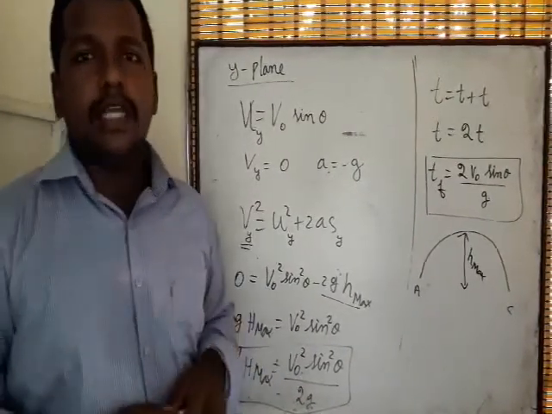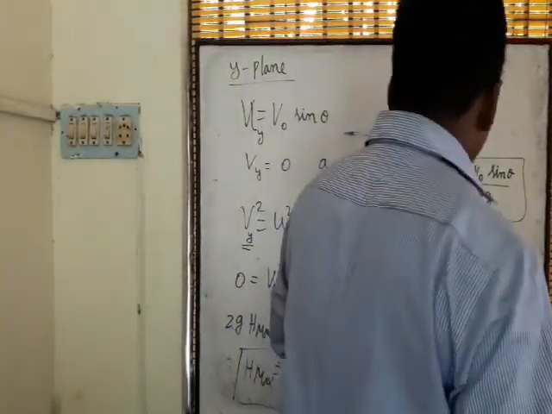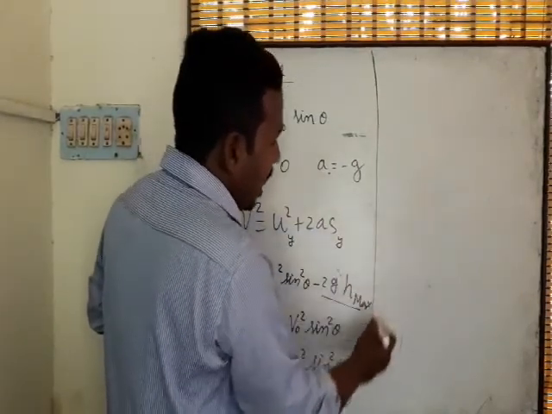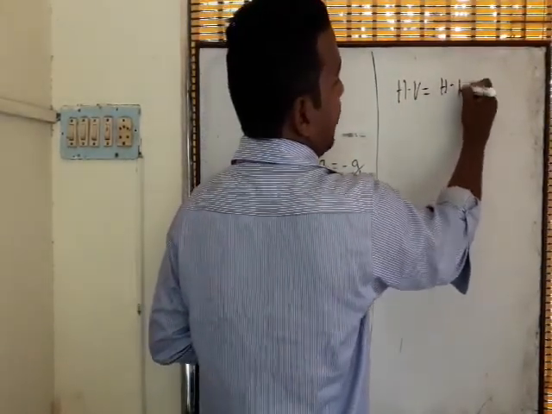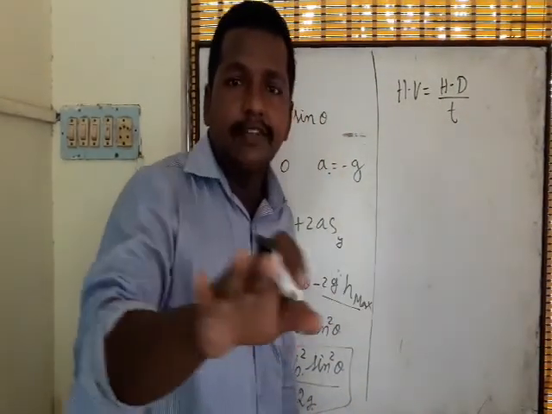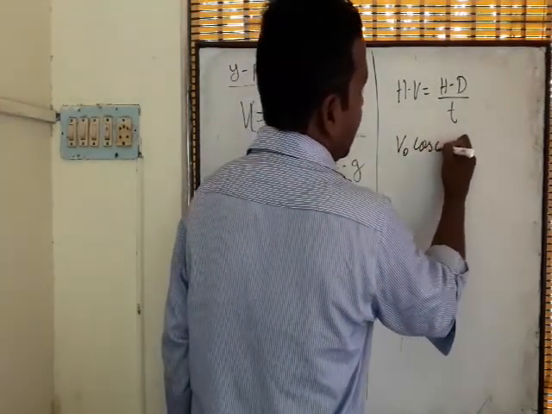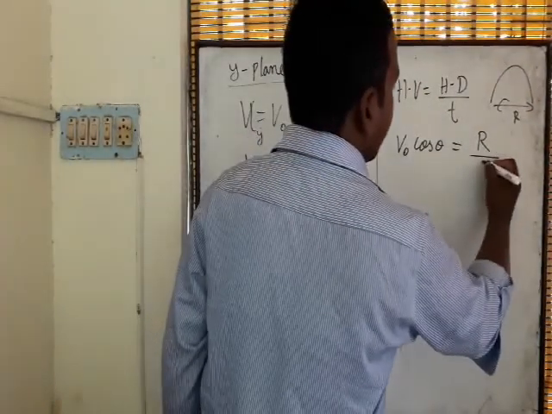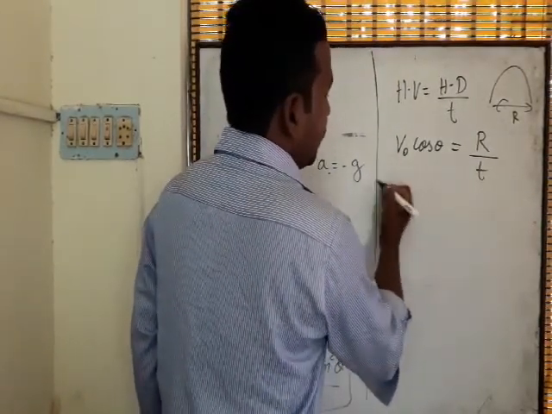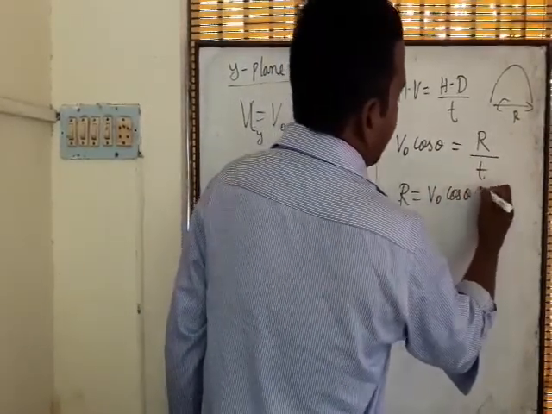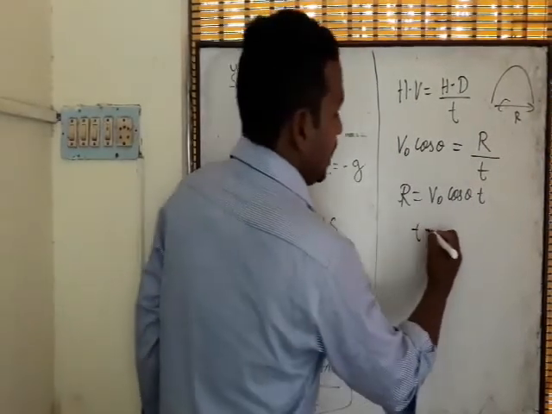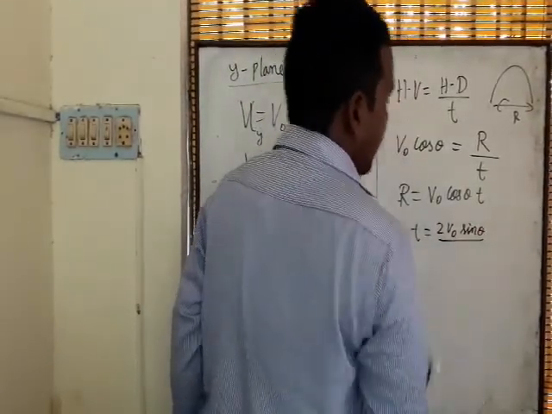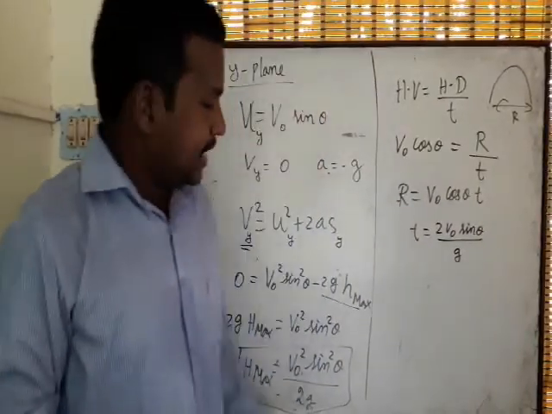Now we are going to see the maximum range the object can move. Maximum range means we have to include the x-axis also. Horizontal velocity is equal to horizontal displacement divided by time period. The horizontal velocity is going to be constant, v naught cos theta. The horizontal displacement, the range the object covers, I take as r, and the time period as t. So r is equal to v naught cos theta into t. We already calculated the time of flight, which is 2 times v naught sin theta by g.